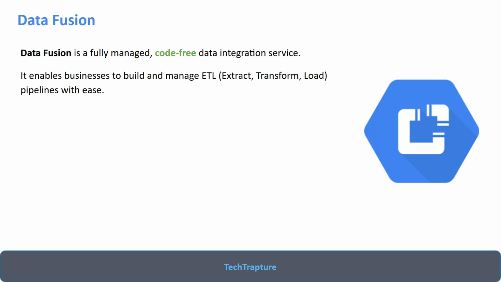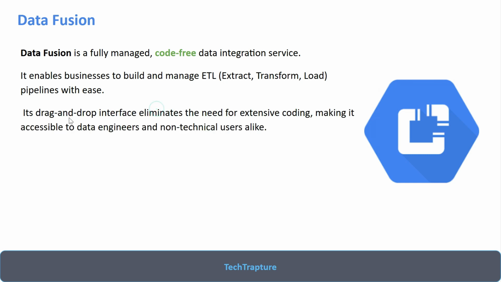You can just decide what source you need, you can decide what transformation you need from the UI, and you can also decide the destination based on the UI. So this is a simple service where you don't need additional coding knowledge. Its drag and drop interface eliminates the need for extensive coding and makes it accessible.